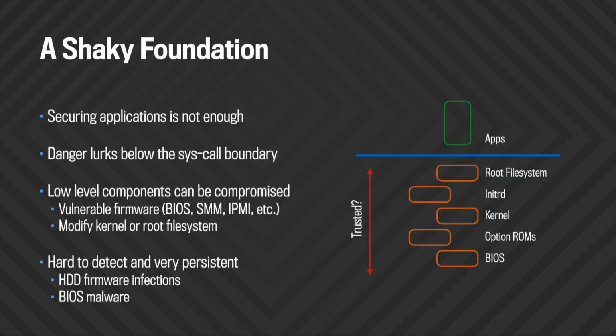So here's the problem with all of this, right? The problem is that most of the stuff happens at the application layer or above, and very few things are looking at the syscall API or below. And unfortunately, that's a really juicy target area for attackers because that's a great place for persistence and for avoiding detection. So yeah, danger lurks below the syscall boundary.